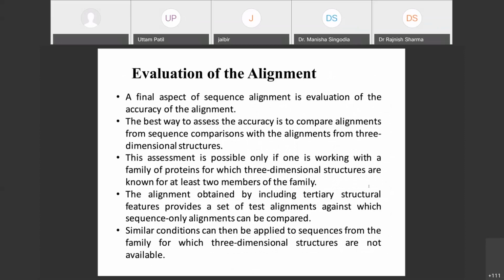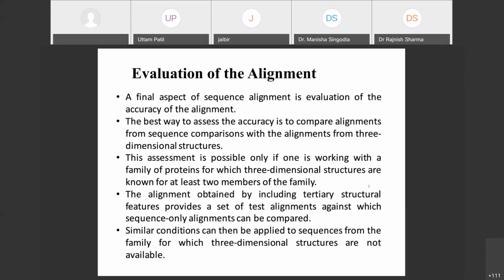Now coming on to the evaluation of the alignment. So what we have done so far is pairwise alignment. Then we looked into multiple sequence alignment and the advantages of the alignment. Then we looked into the scoring of the alignment also. Now, finally, coming on to the evaluation of the accuracy of alignment.